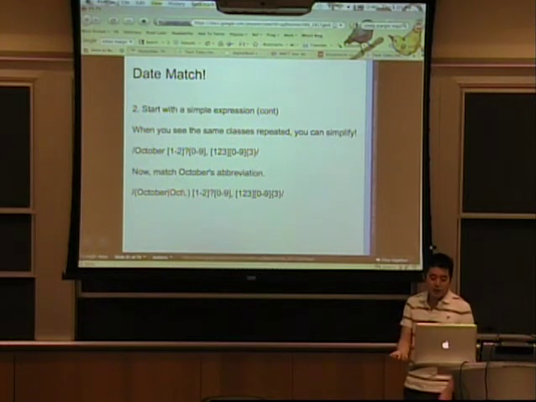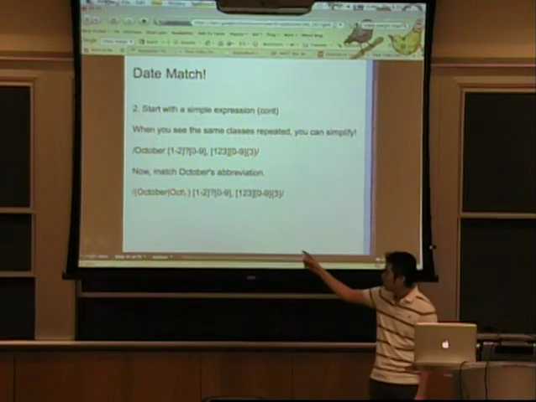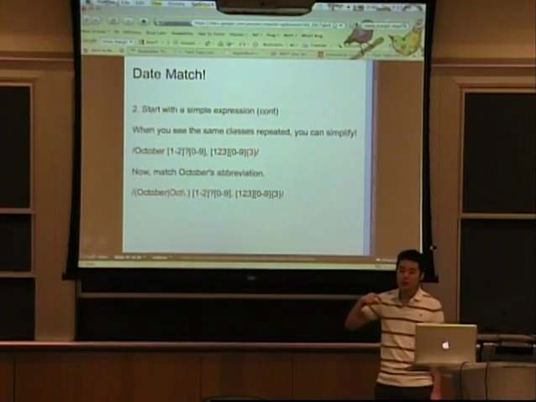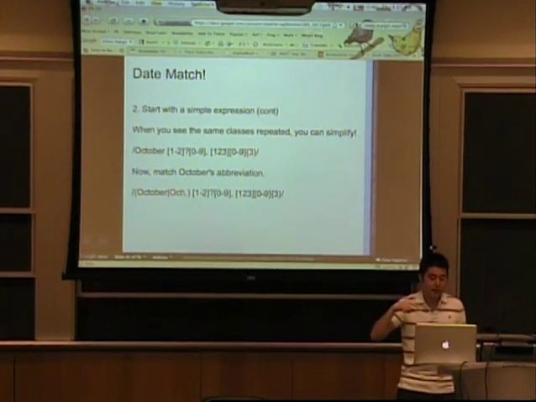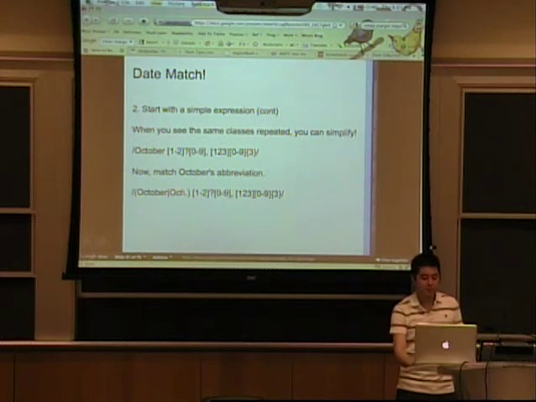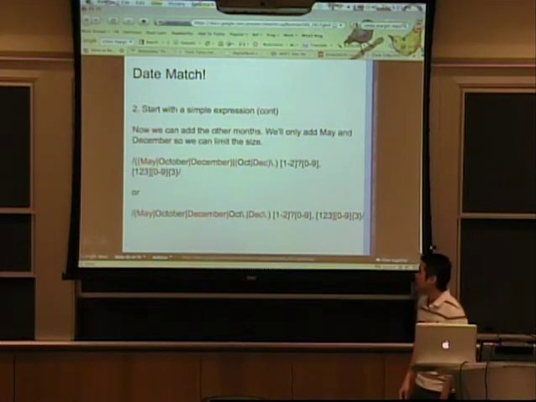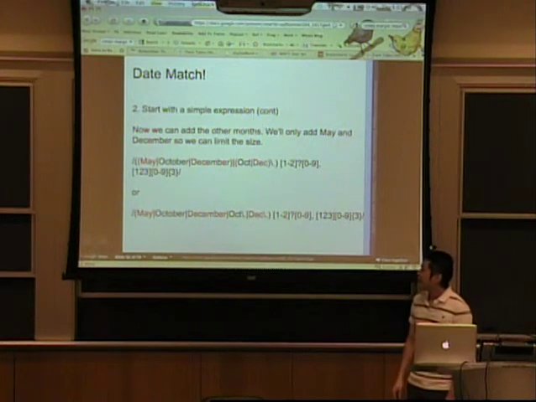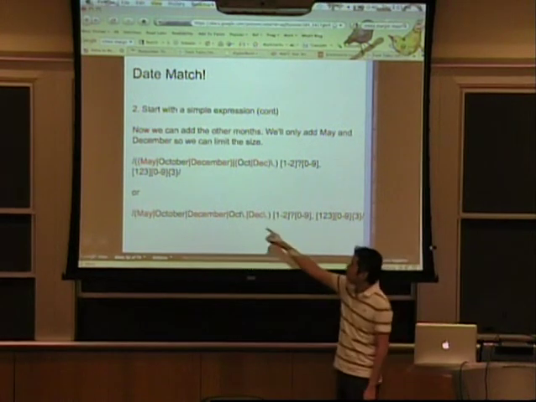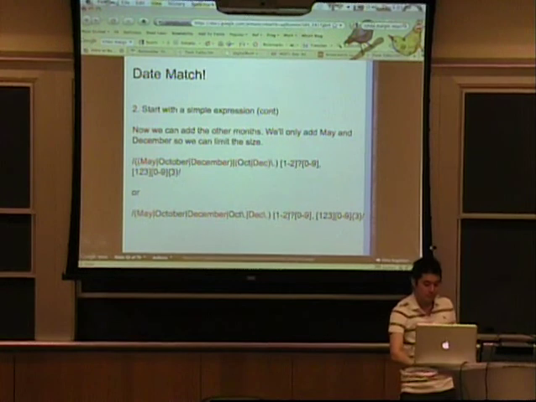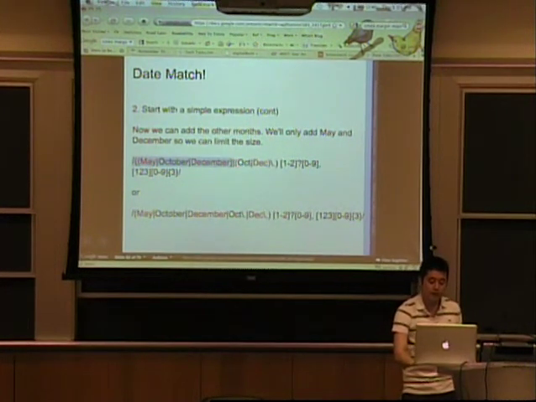And then we can match October's abbreviation. We just add a group and an alternation operator to match October's abbreviation. And then we can add more months, May, December, and you see here we use the whole month names here and abbreviated here. And there's two alternate regular expressions.